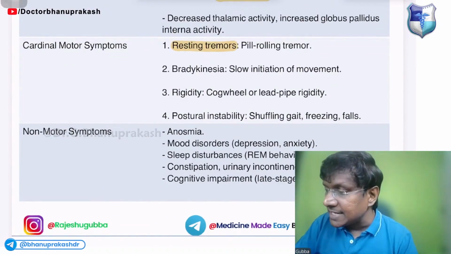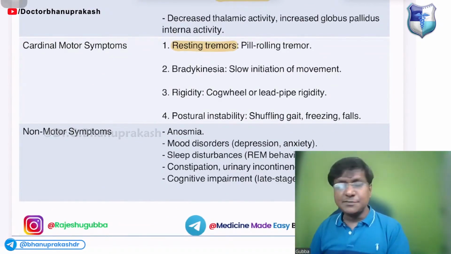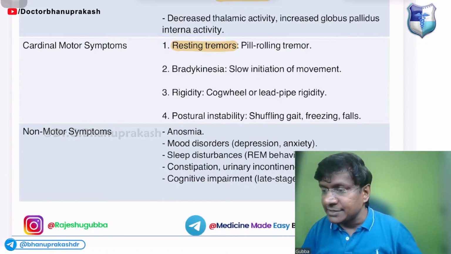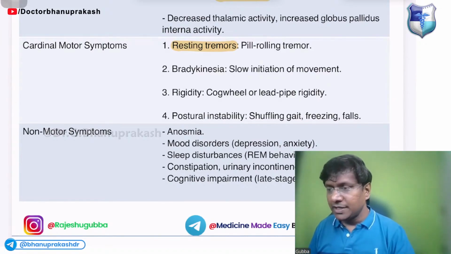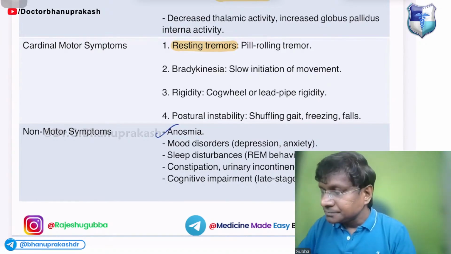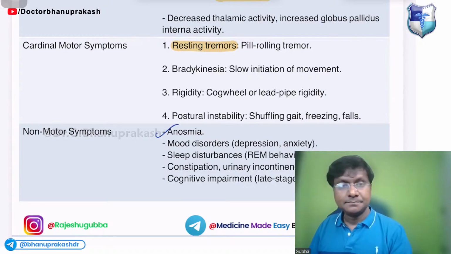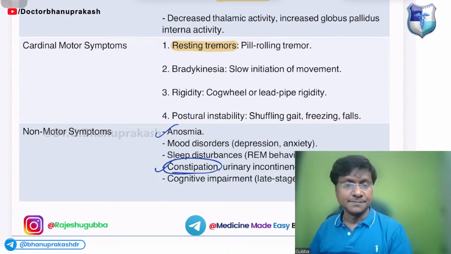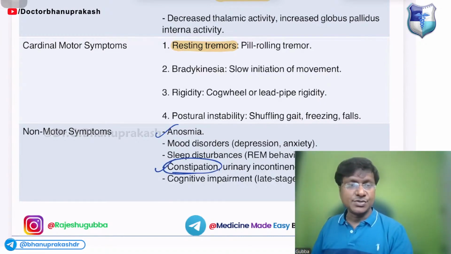But if the question is asked to you, what is the earliest manifestation in Parkinsonism? Can anyone tell me? Not atonia. The earliest manifestation in Parkinsonism will be anosmia. Earliest manifestation in Parkinsonism will be constipation. That will be the earliest manifestations.